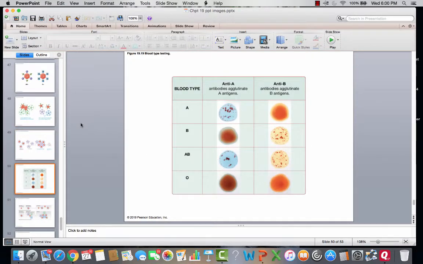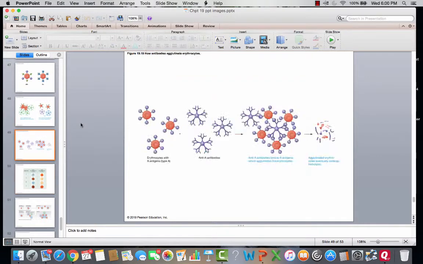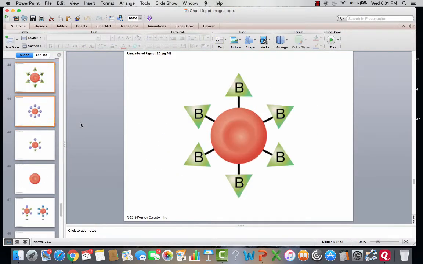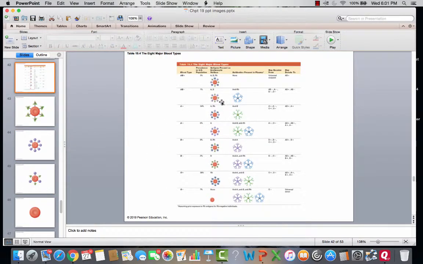I'm going to skip over here. This only applies to A and B antigens. Example, and let's look at that chart on page 747 again. I'm going to go back to it. I know it's small, but look at it in your book while I explain.